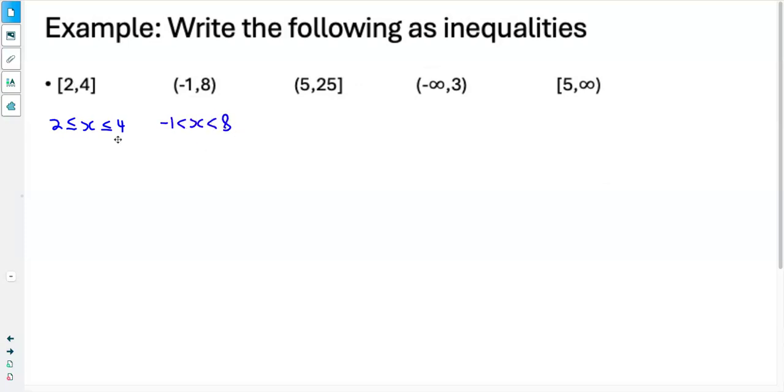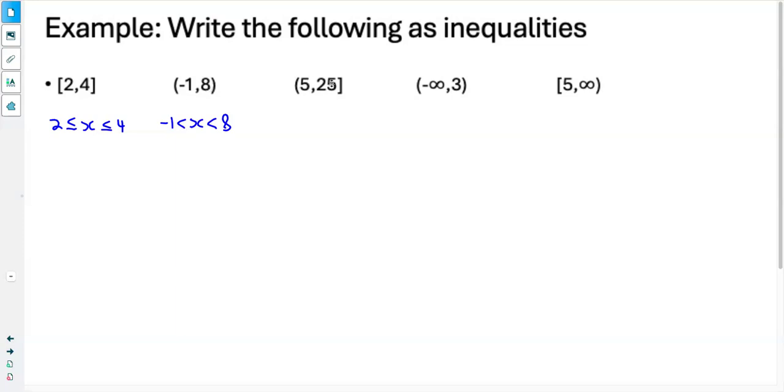So you see the difference between these is that these inequalities have an equal to because of the square brackets, which means those terms are part of our solution, where these ones don't have an equal to because of the round brackets, where these two values are not part of our solution. We can get infinitesimally close to them, but never exactly equal to them.